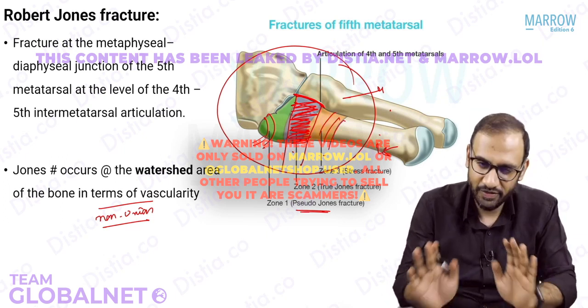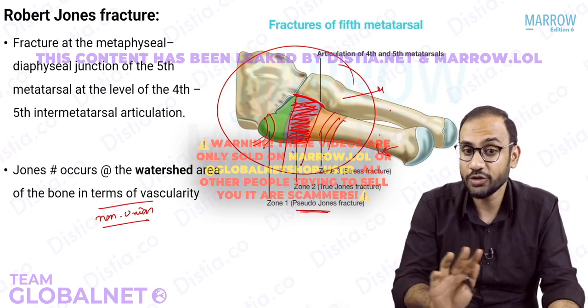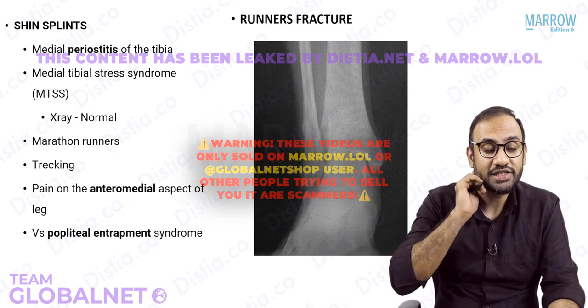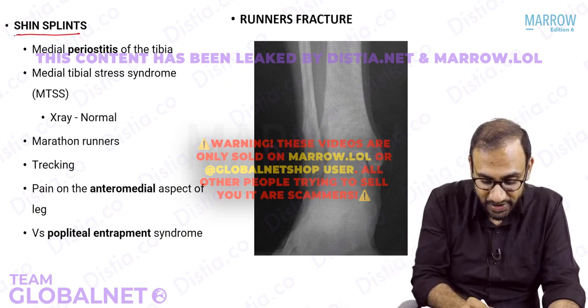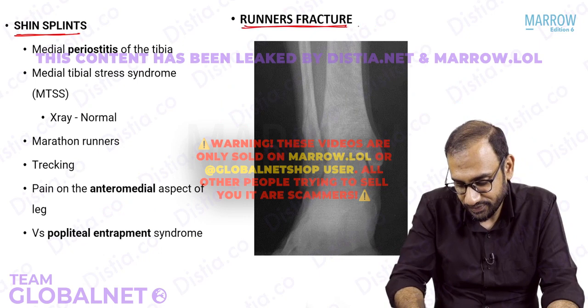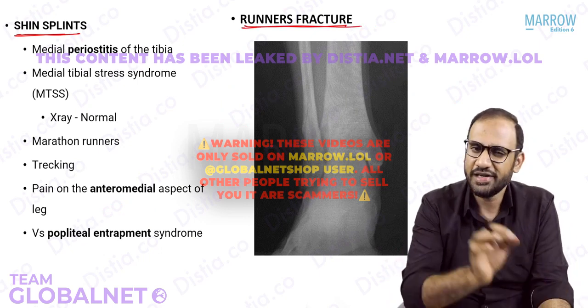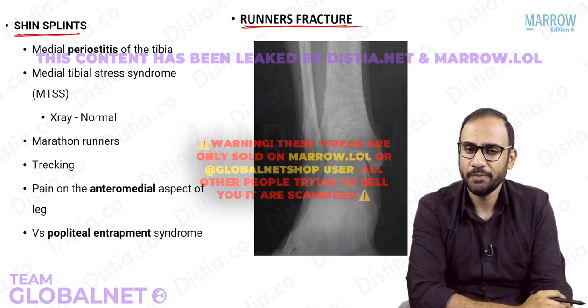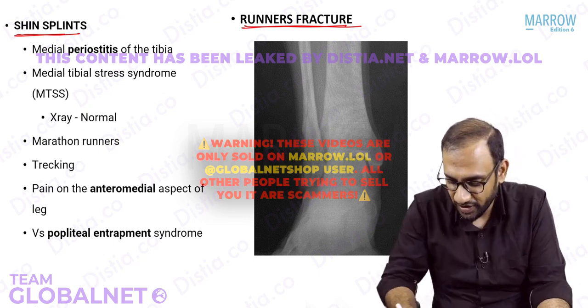Jones fracture. Just because we were talking about metatarsal. Nothing to do with stress. Now coming back to stress and its injuries. Another injury that occurs in stress is shin splints and runner's fracture. What is a runner's fracture? Very simple. It's a stress fracture seen in runners, marathon runners. Okay. What is it? It's a stress fracture of the fibula.